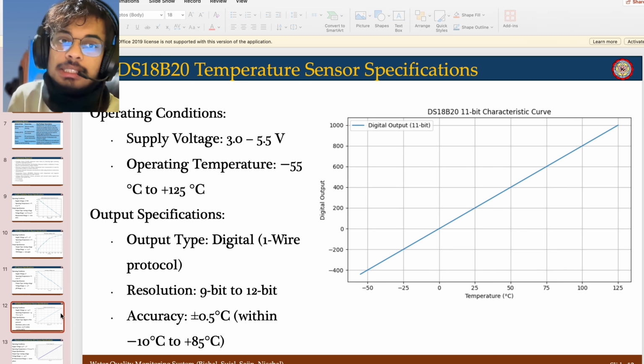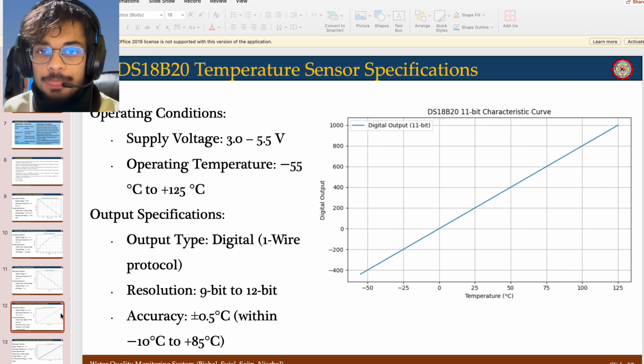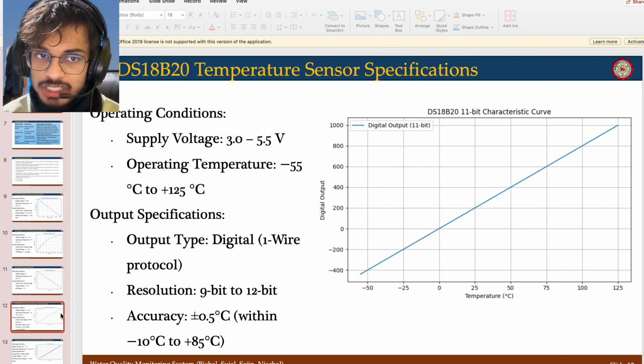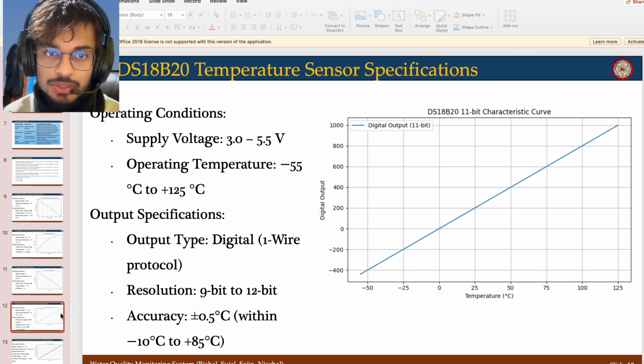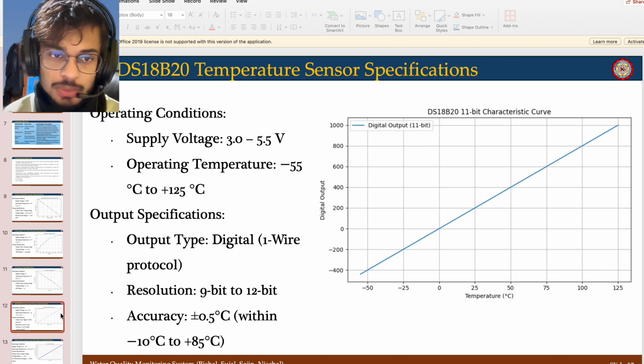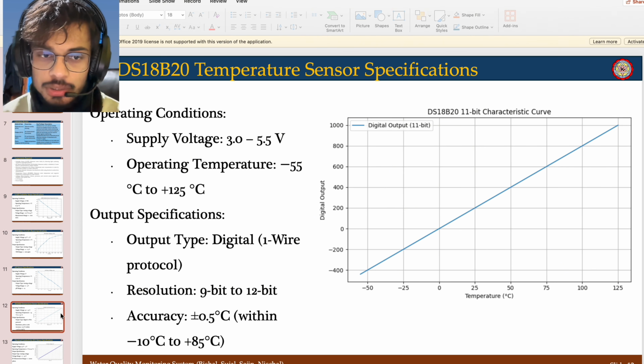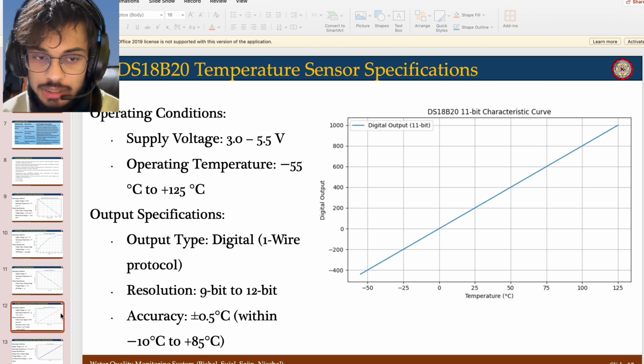Now the DS18B20 temperature sensor. All other sensors give analog output, but this sensor gives digital output. The supply voltage is 3 to 5.5 volt, operating temperature is -55 degrees Celsius to 125 degrees Celsius, output type is digital, one wire protocol, resolution 9 bit to 12 bit, and accuracy is ±0.5 degrees Celsius from -10 degrees Celsius to 85 degrees Celsius.